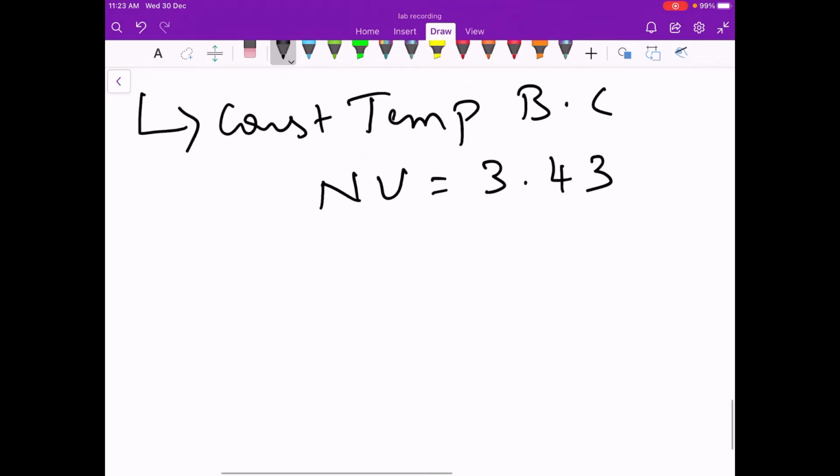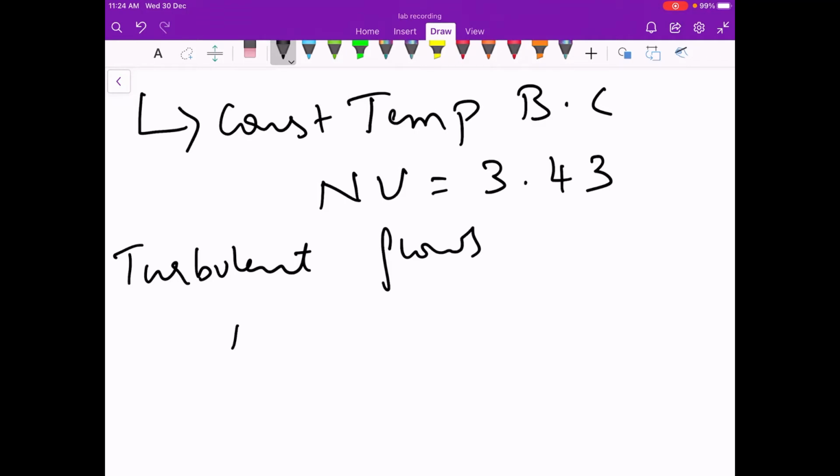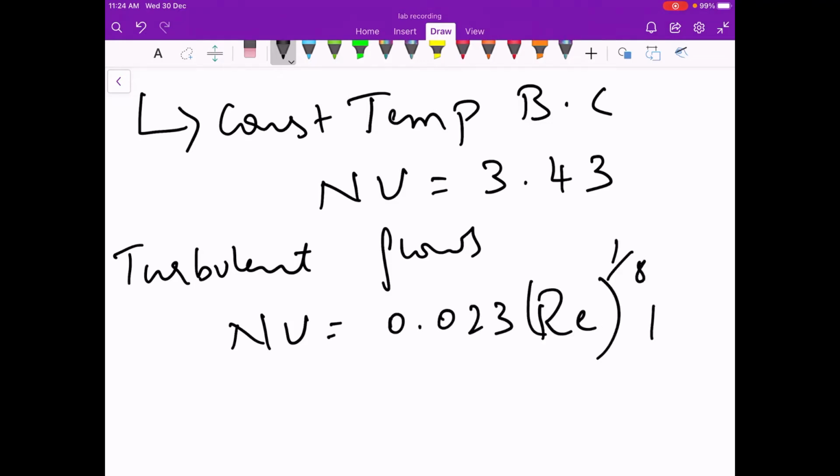Now similarly, for turbulent flows, for the Nusselt number you have to use a correlation called the Dittus-Boelter equation, which is 0.023 Re to the power of 4 by 5 and Prandtl number to the power of 1 by 3.